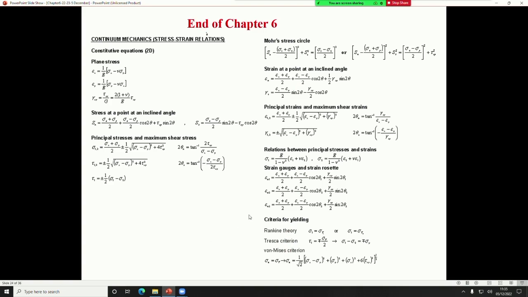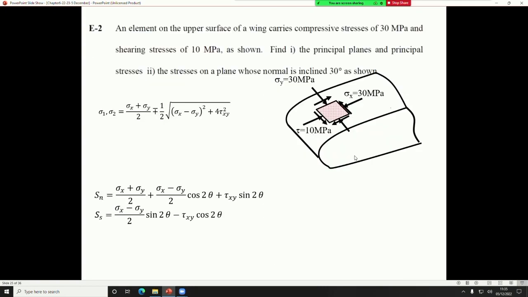Any questions? No questions, so it's better to solve a few more examples before we run out of time. So question number two. In question number two, we've got an element on the upper surface of a beam. It carries compressive stress of 13 megapascals, so both of them are negative. And the problem is asking us to find the principal planes and principal stresses. When it's asking us to find the principal planes, it means the directions. And the stresses on a plane whose normal is inclined at 30 degrees, as shown.